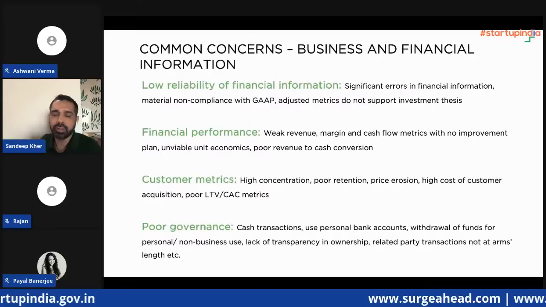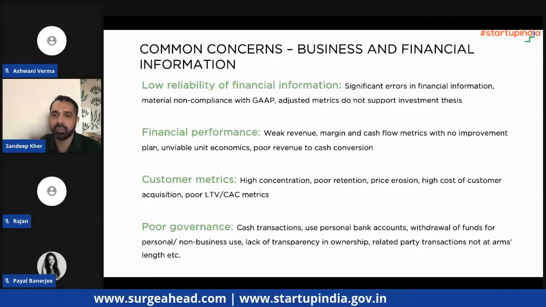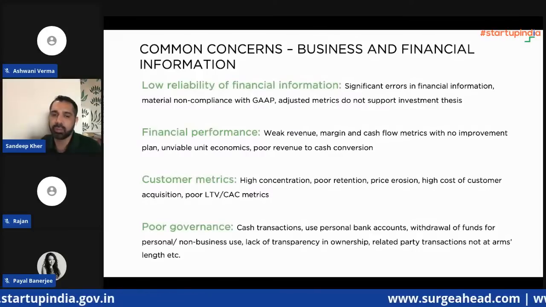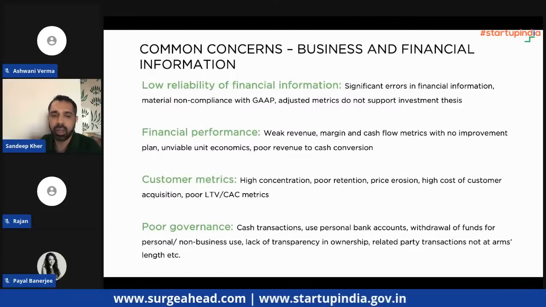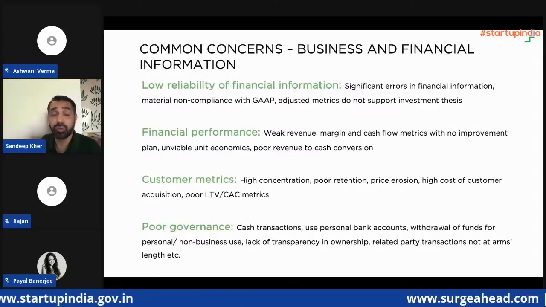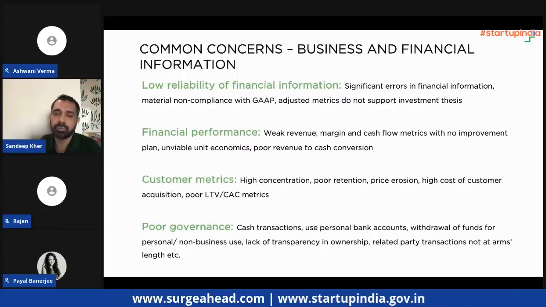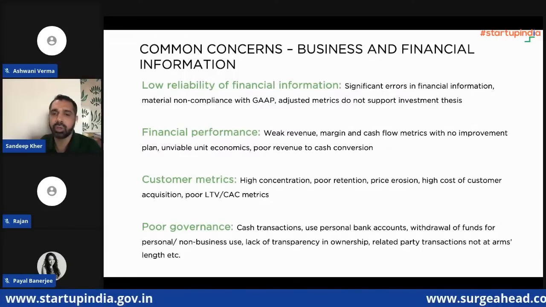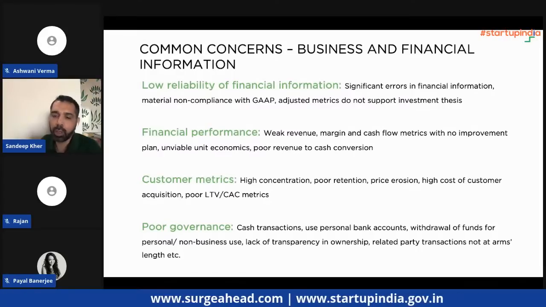Poor governance, not just on account of cash, but even on account of things like related party transactions not being at arm's length, you taking significant favors from people and not disclosing that upfront, withdrawal of funds for personal use, are all things that are looked upon very, very, very negatively. And I would urge all founders, early stage founders, to completely stay away from it.